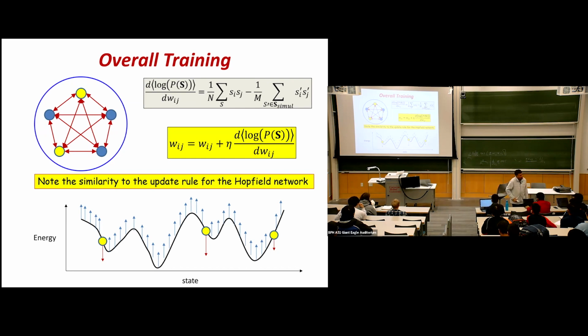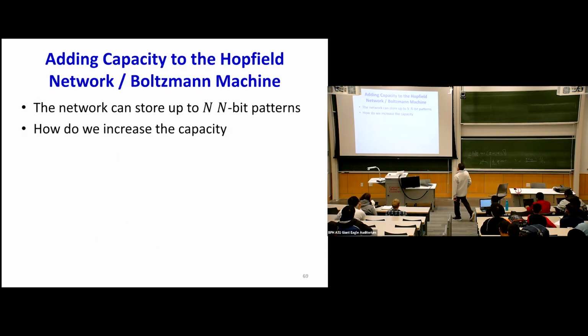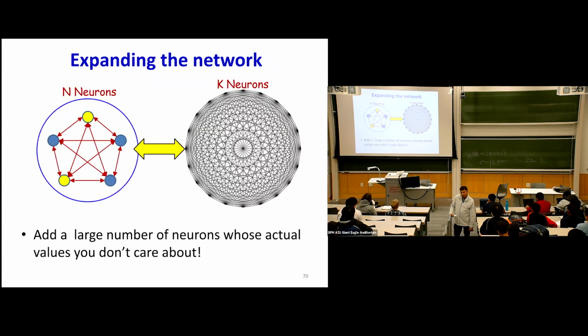Now, let's go to the other topic. The network can store up to n-bit patterns. We saw this for a Hopfield network, right? But how do we increase the capacity of the network? We saw that to increase the capacity of a network, I can add a large number of neurons whose values I don't really care about, right?